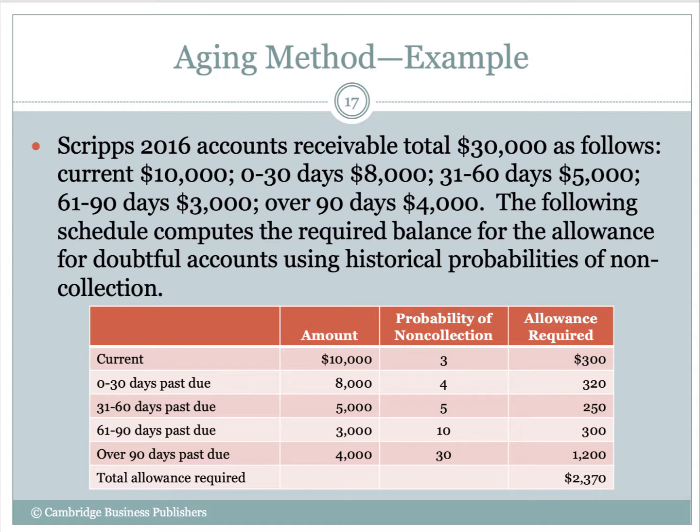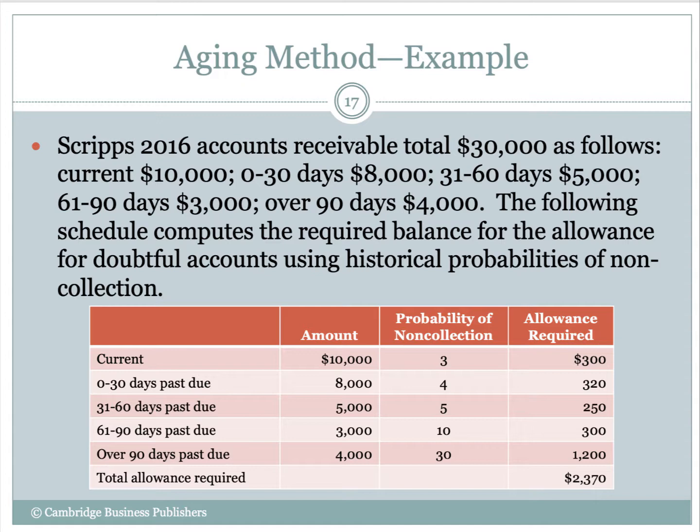Well, we're either past due by 0 to 30 days, we're past due 31 to 60 days, we're past due 61 to 90 days, or it's over 90 days past due, right? So we have the dollar amounts that are associated with those. Then we compute the required balance for the allowance for doubtful accounts using probabilities, right? What are our probabilities of non-collection?